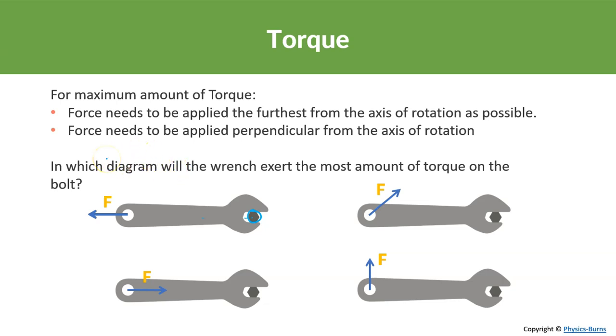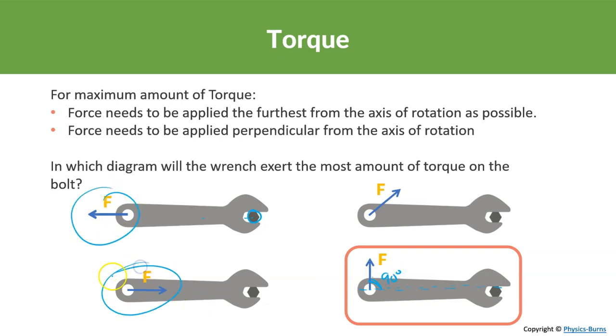Okay, in which diagram will the wrench exert the most amount of torque on the bolt? That will be option D. And the reason for that is it is completely perpendicular to the axis of rotation. So that's a 90-degree angle. Actually, this one and this one, no matter how much force you apply, you will not put any torque onto the bolt. This one you will, but it's not as efficient because it's not perpendicular.